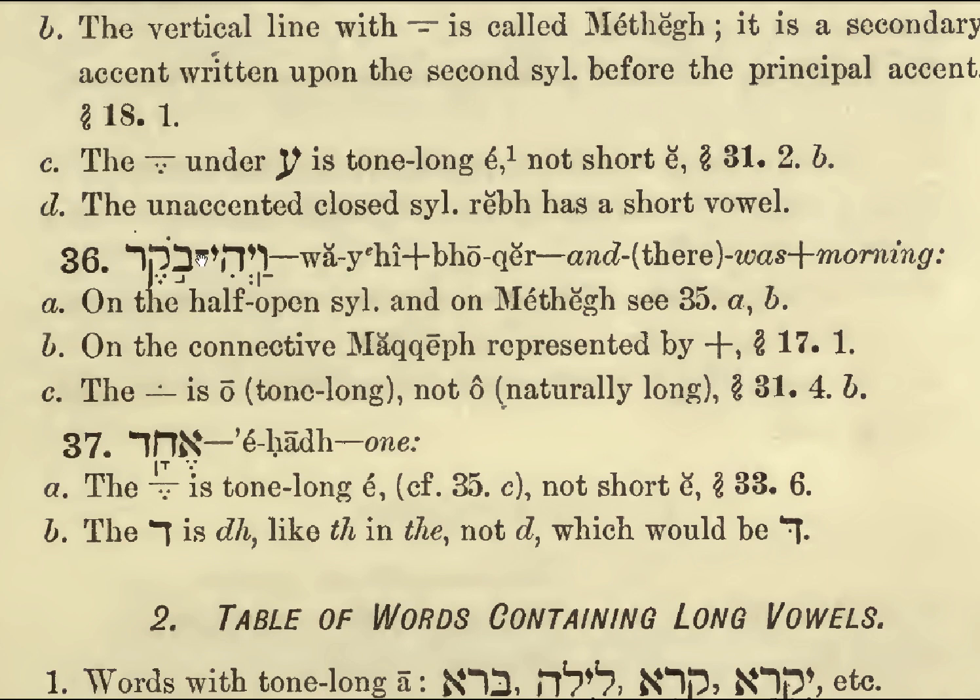The connective here, of course, makes us into one word insofar as pronunciation is concerned. Vayehi boker. We say this O is tone long. Ehad, one. Ehad. And this is a tone long ehad.